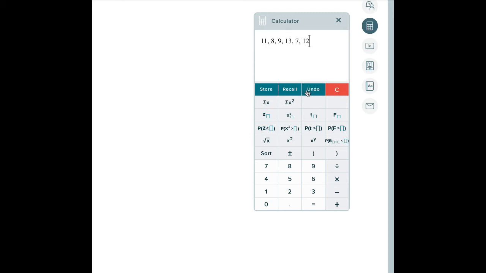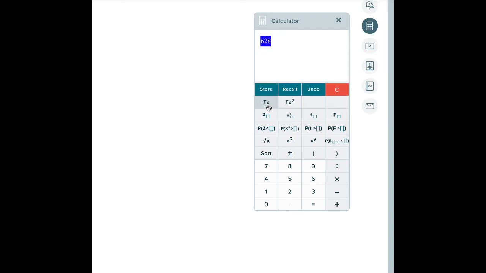Now let's go back and do this one, the sum of x squared. It's going to square each of these. So it's going to do 11 squared, which is 121, plus 64, plus 81, plus 169, plus 49, plus 144. This is going to give us a lot bigger number. So when we hit this, it's going to do each of these squared and then add all those up. So hit it, and like I said, you get a lot bigger number.